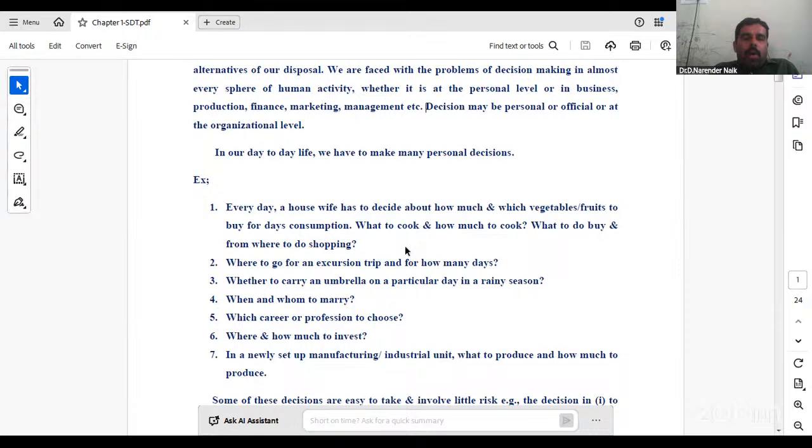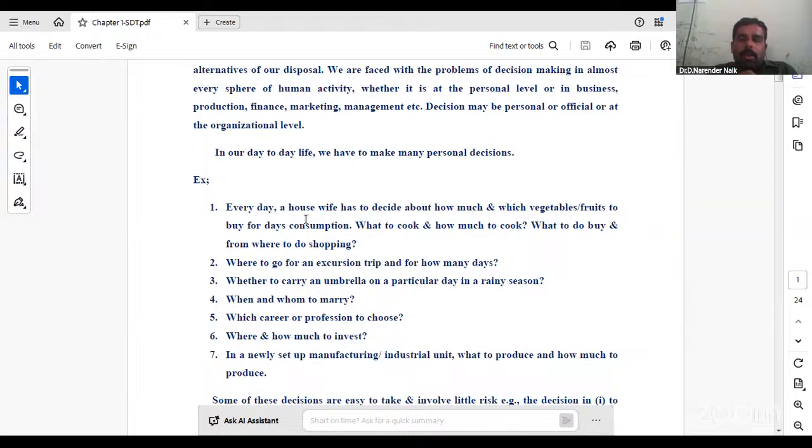Every day a housewife has to decide about how much and which vegetables and fruits to buy for a day's consumption, what to cook and how much to cook, what to buy and from where to do shopping. So every day a mother will face this type of situation. To survive on this earth, we need to consume something for our body. So what to buy, and for how many days also.